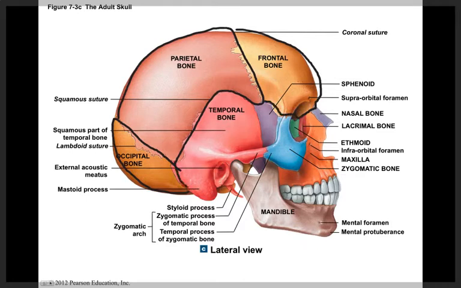And then here we have the temporal bone. And the temporal bone houses the opening for your ear. We also see 2 other bones. We see a portion of the sphenoid bone, and we also see a portion of the ethmoid bone. These are the 2 other bones of the cranium.